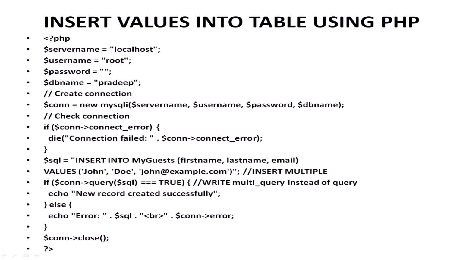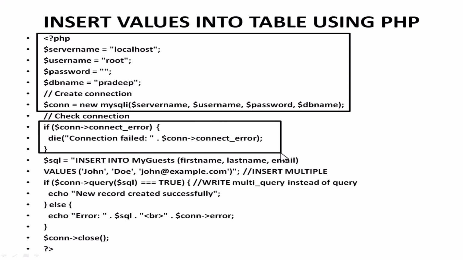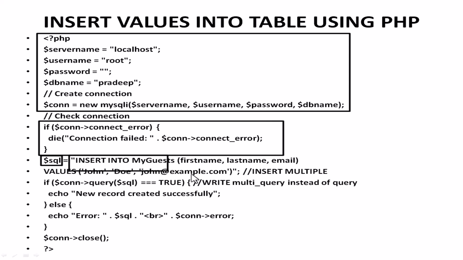Now, in order to insert the table values, if you look up to the connection, it is the same for any other program. Next, the connection error part is also the same. Now you need to write the SQL command: insert into table values, with the particular fields you have specified: first name, last name, email. Here you specify John Doe. John is the first name, Doe is the last name, and the email ID is example.com. Like that, you can insert this particular thing.